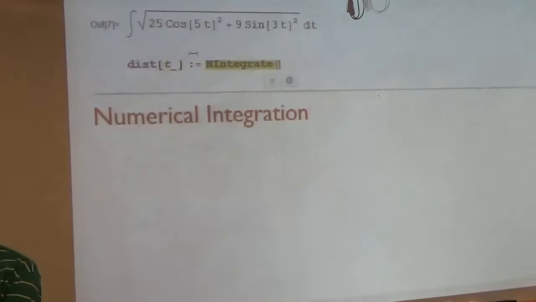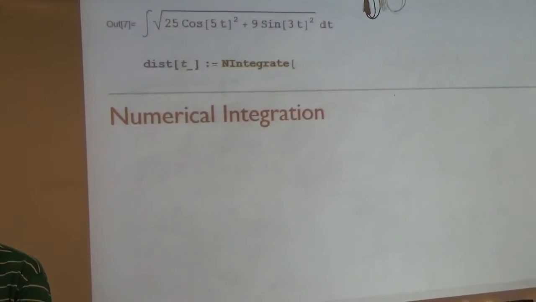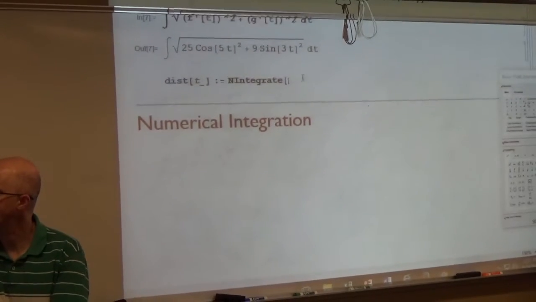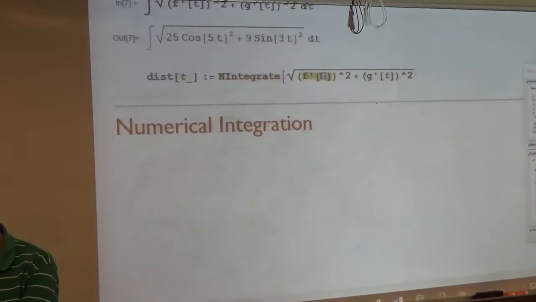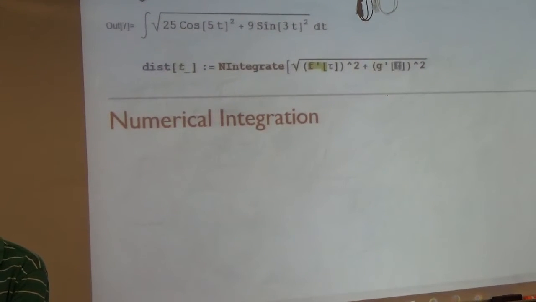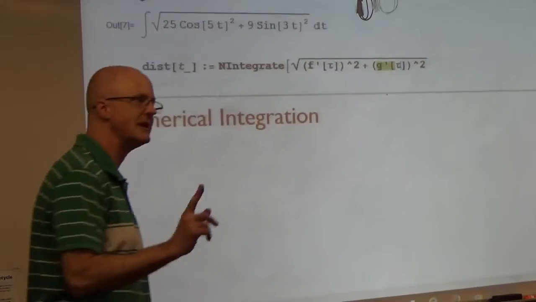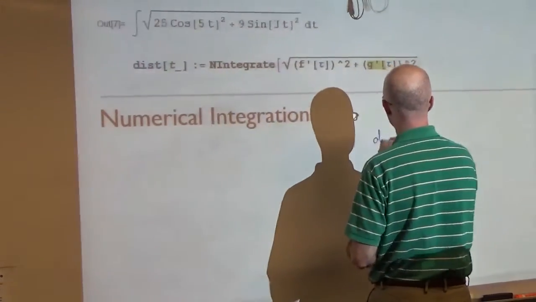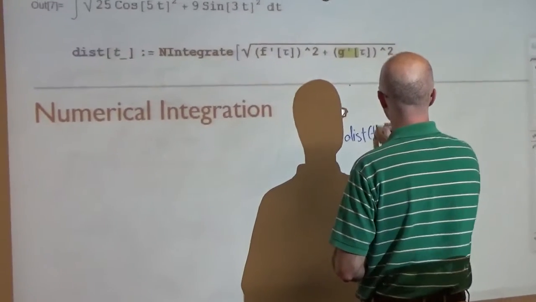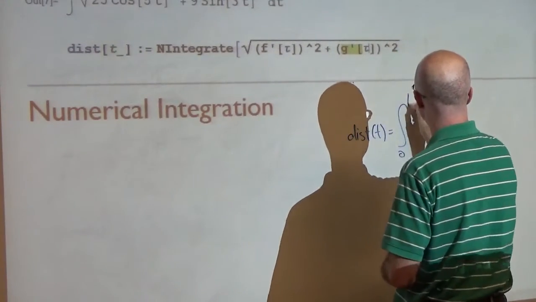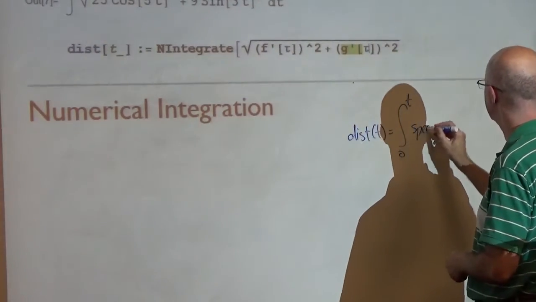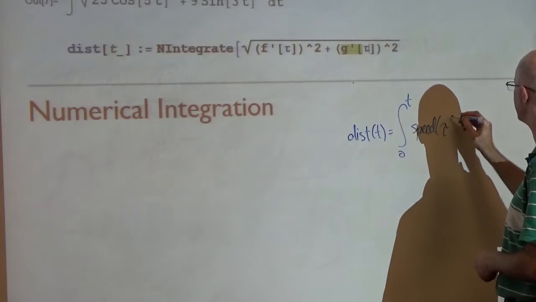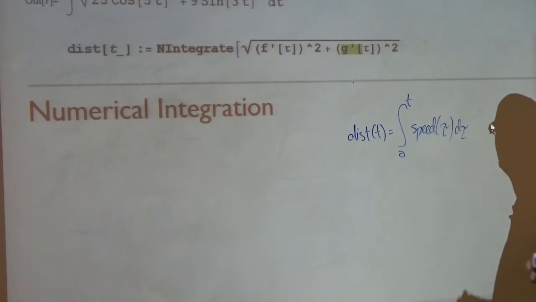T and then graph. It's the same function here, except I think I'm going to use a tau instead of a t, because what I'm really doing is I'm defining dist of t to be the integral from 0 to t of the speed as a function of some other variable, call it tau, d tau.